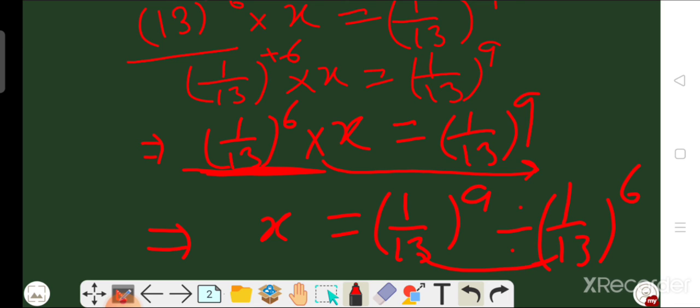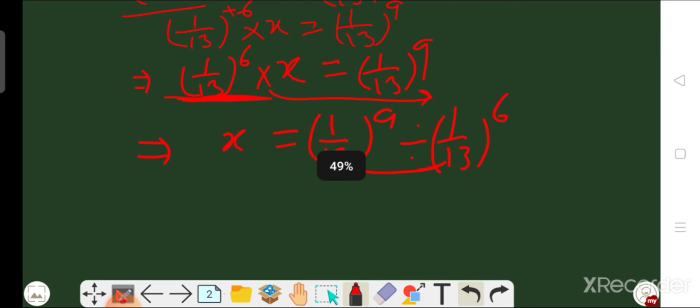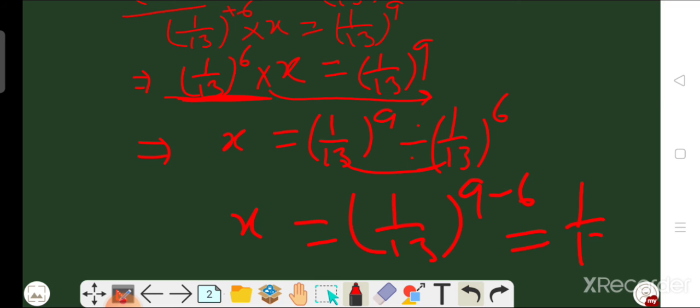And here the base is the same, and we know if we have the same base, then in case of division, powers must be subtracted. So, the answer is x is equal to 1 by 13 raised to the power 9 minus 6, and that is 1 by 13 raised to the power 3. So, this is the required number by which we have to multiply 13 raised to the power minus 6 to get 1 by 13 raised to the power 9. Okay. So, this is the answer of your question number 11.